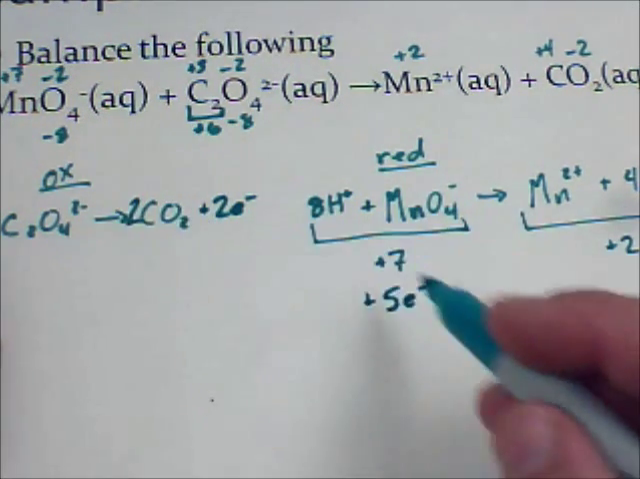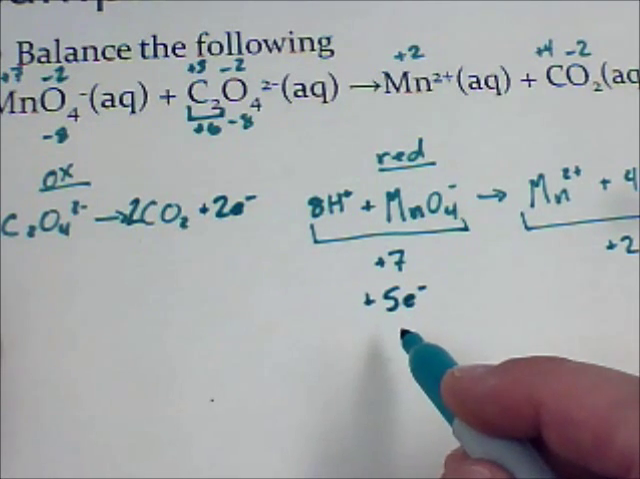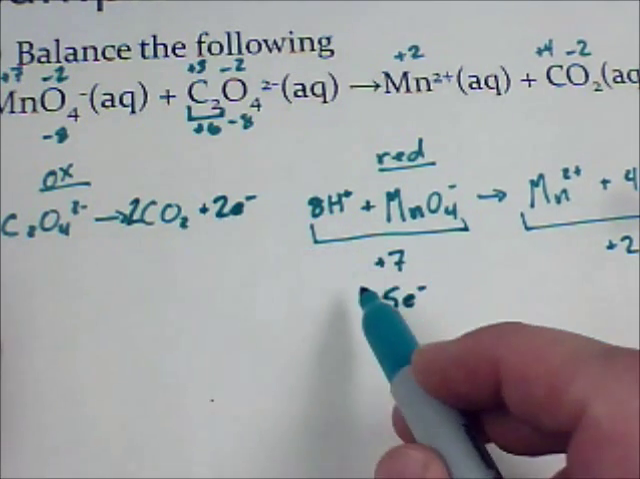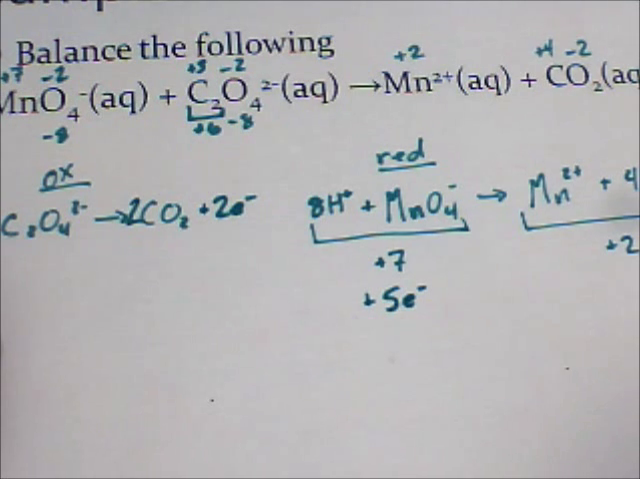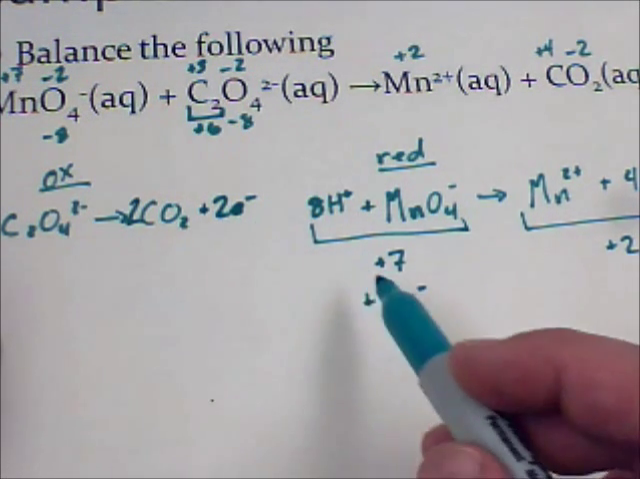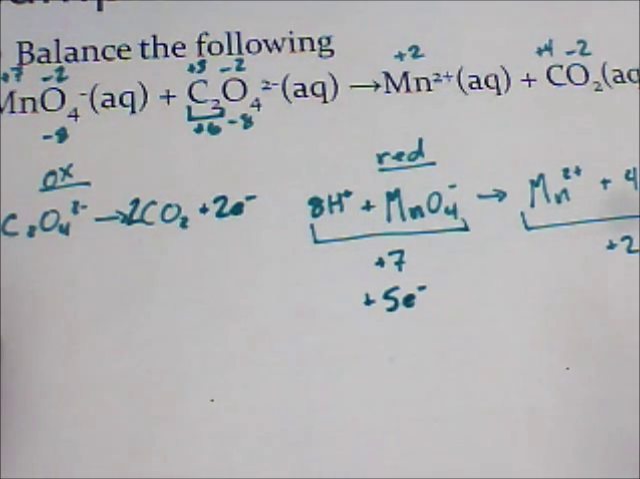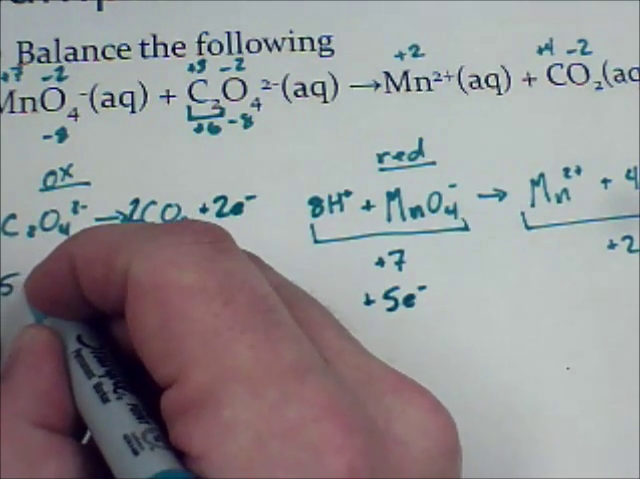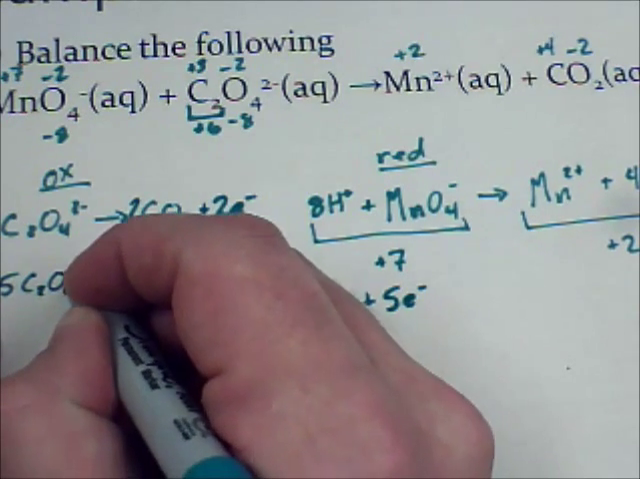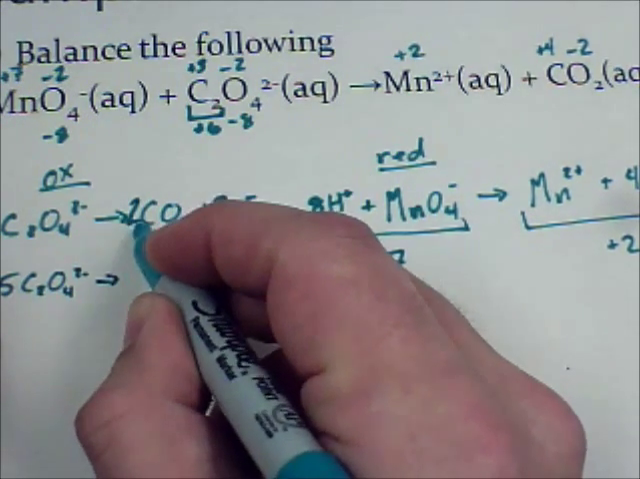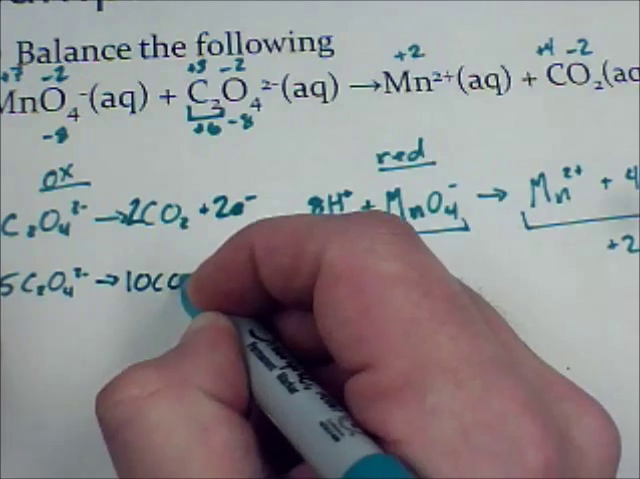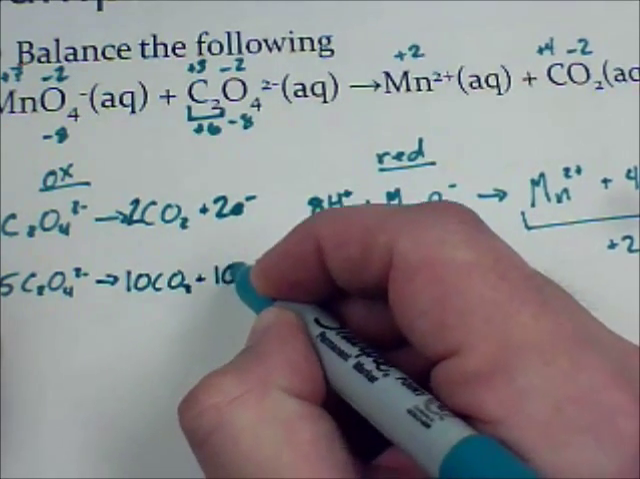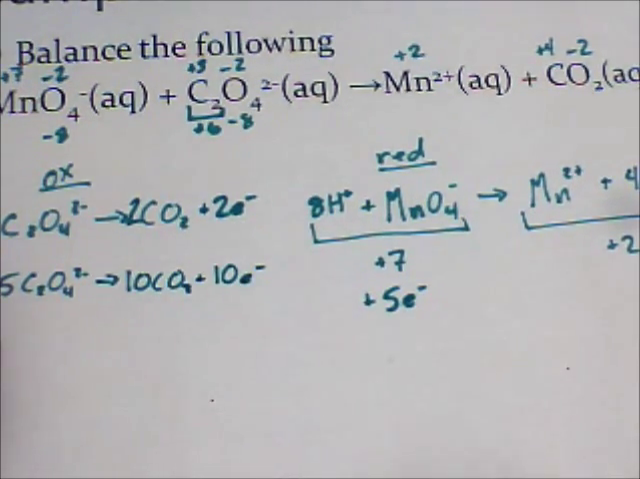Now I have to figure out how to get these all the same number of electrons. So what do I multiply each side by to get the same number of electrons? Well, lowest common multiple. Between 2 and 5, the lowest common multiple is 10. So I'll multiply everything on this side by 5. So 5 oxalates makes 5 times 2 is 10 CO2s and 10 electrons.